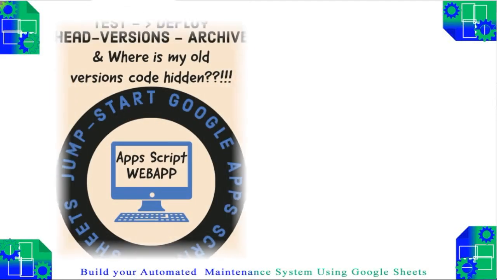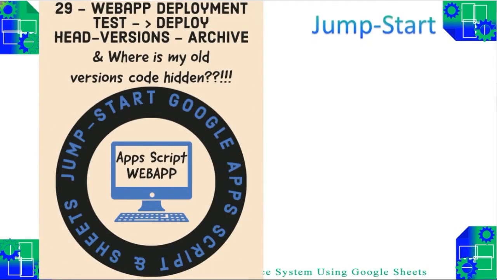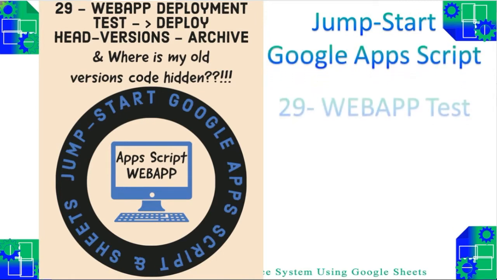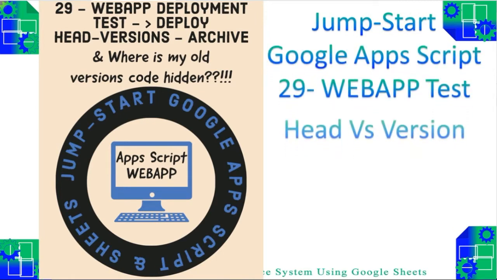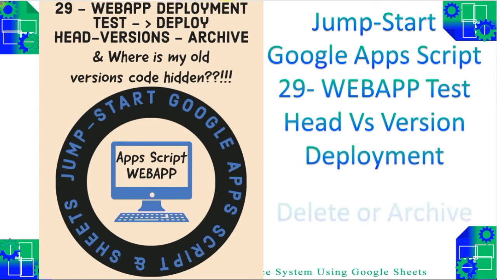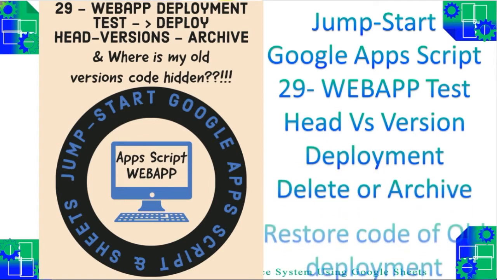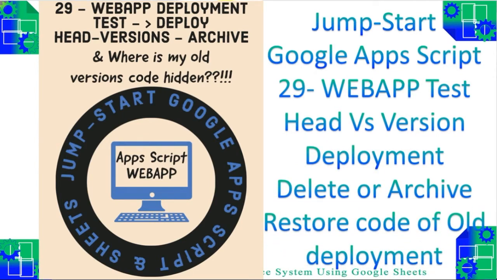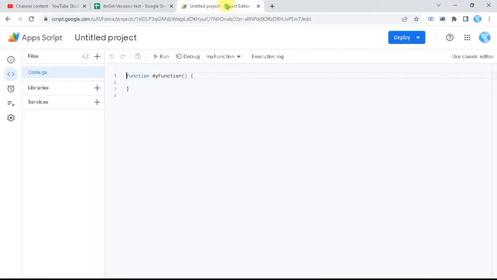Today we are going to continue our jump start of Apps Script regarding the web apps or the web deployment, whatever we are going to call it. And we are going today to see the versions, the head deployment, the version deployments, the archives, where is our archived code, how can I change a deployed version, and the testing of the deployments, and a lot of important things that we are going to see today.